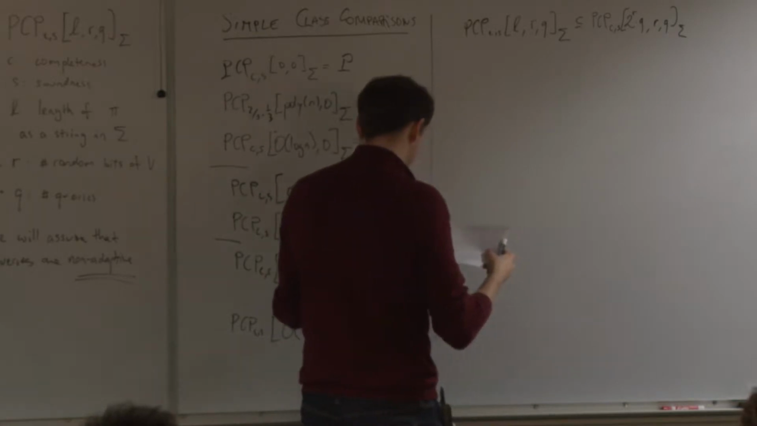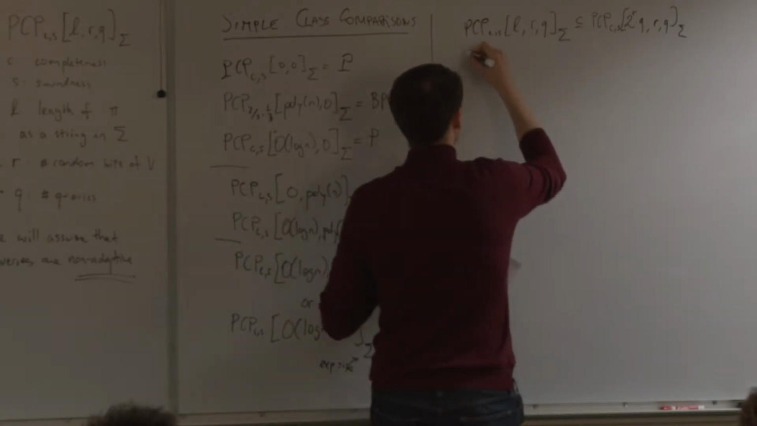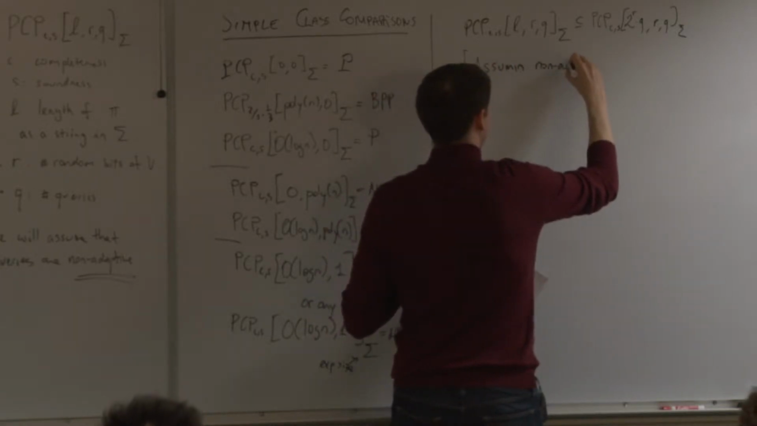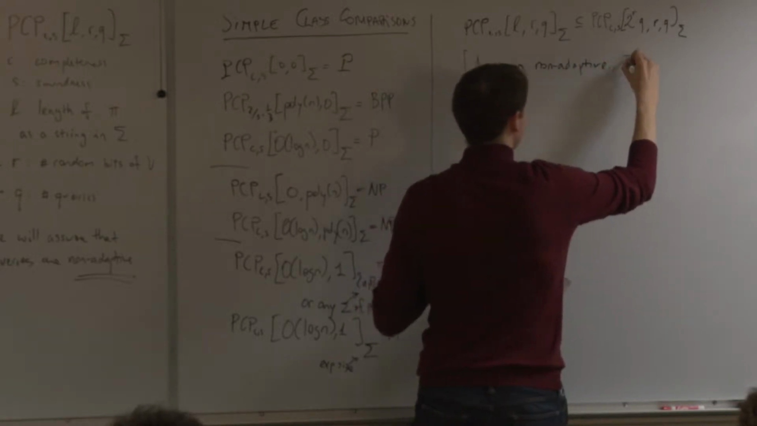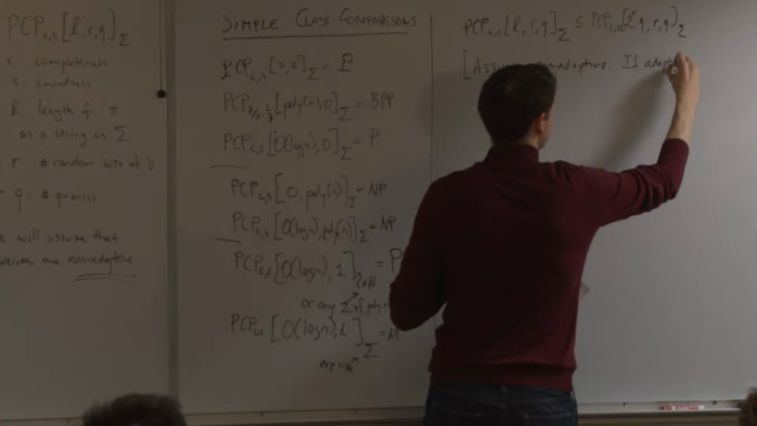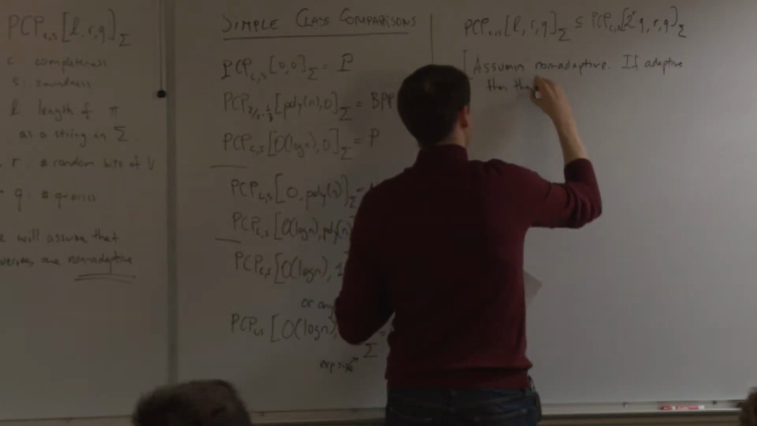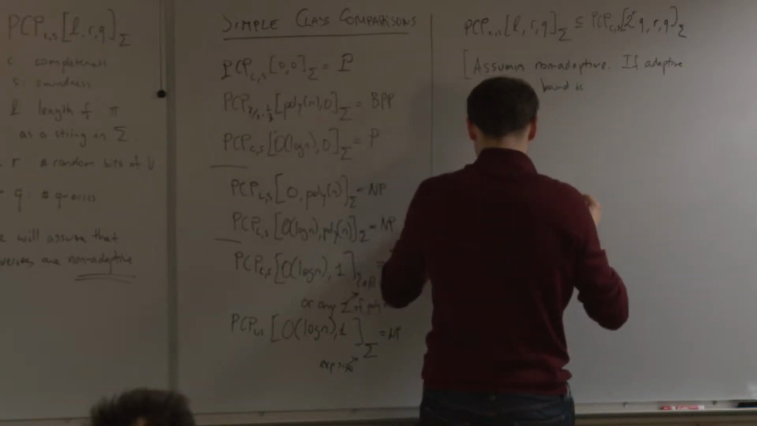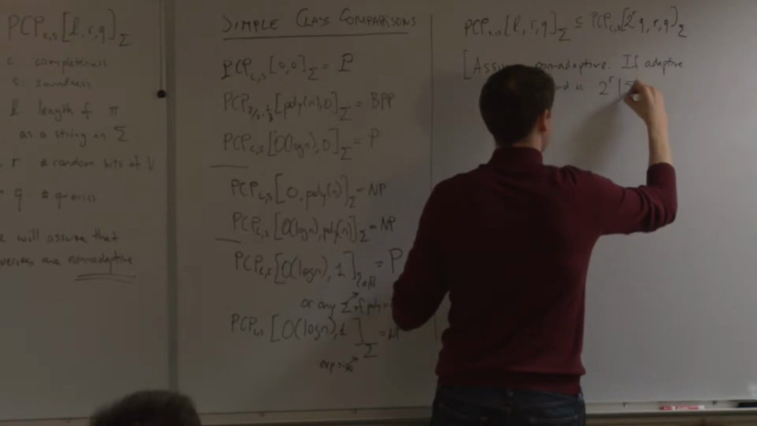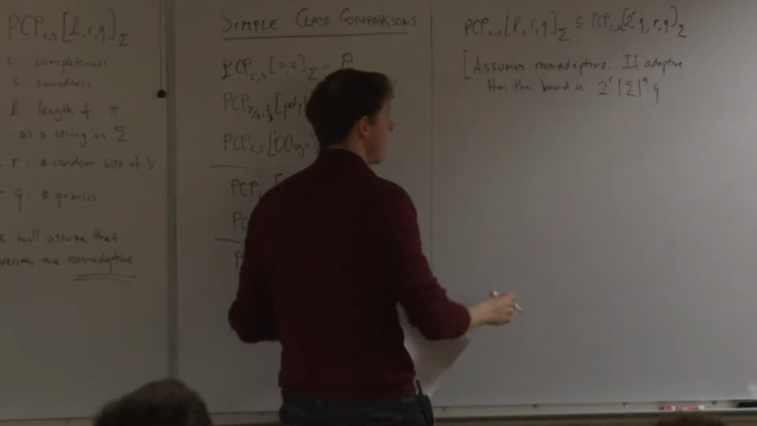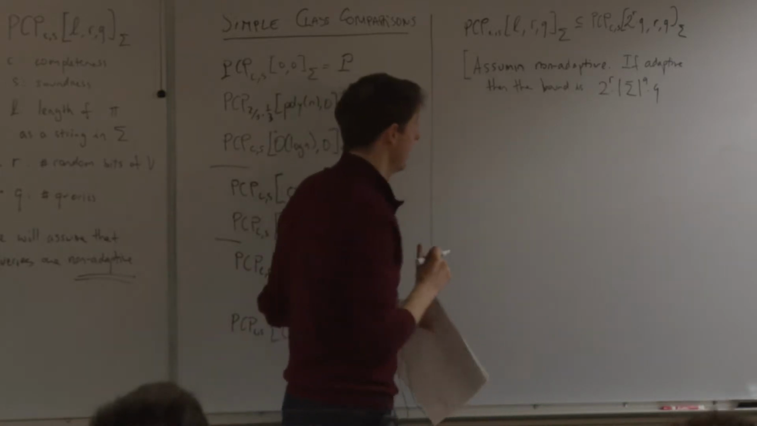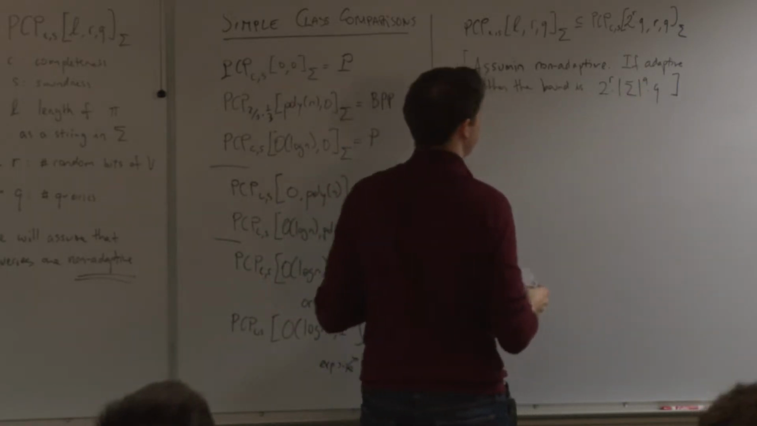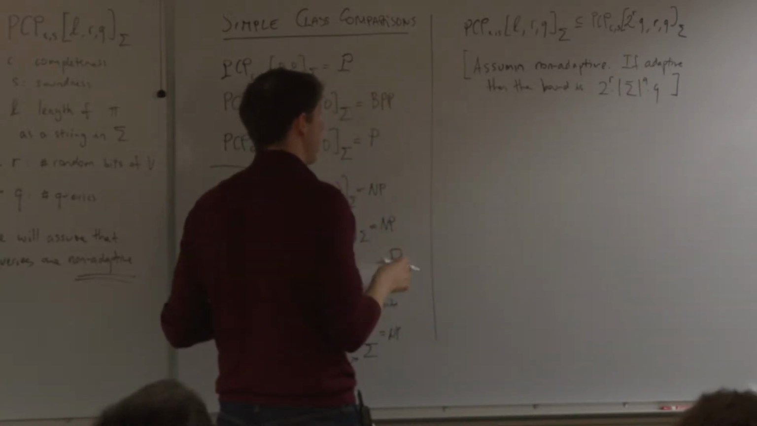Maybe just make it clear: this is assuming non-adaptive. If adaptive, then the bound is, I'll write it down here to make sure I don't mess it up, 2 to the R sigma to the Q times Q. This is the size of a decision tree when your fan out is sigma, and you can improve slightly here, but it does depend on sigma if adaptive.